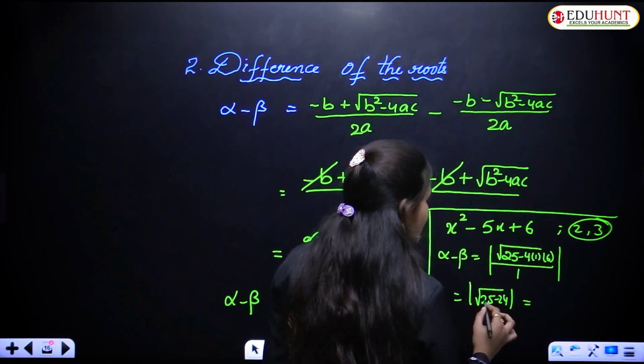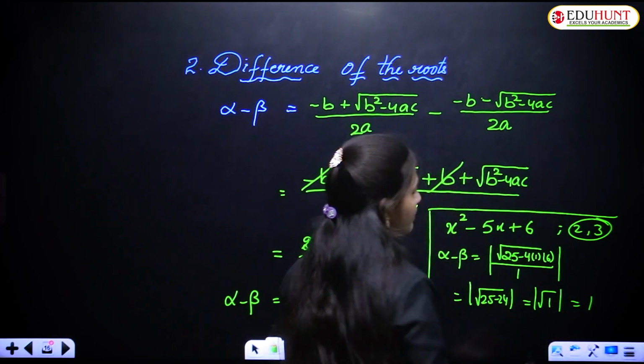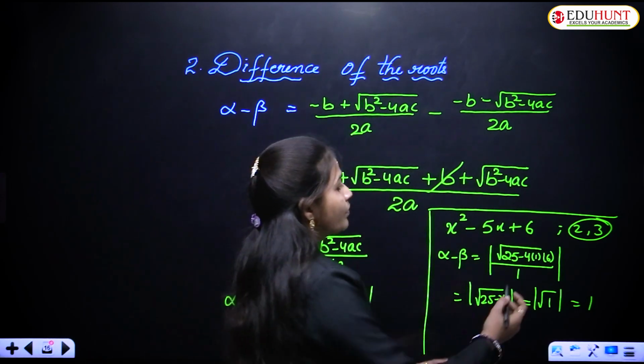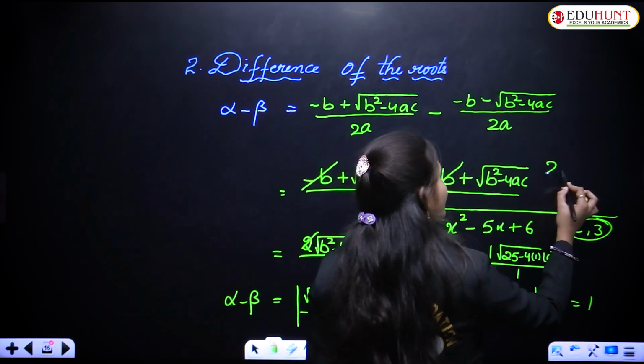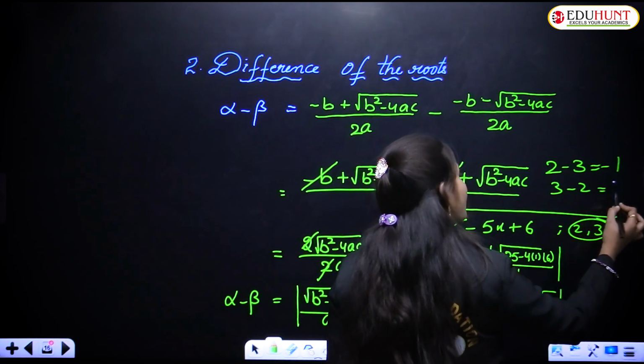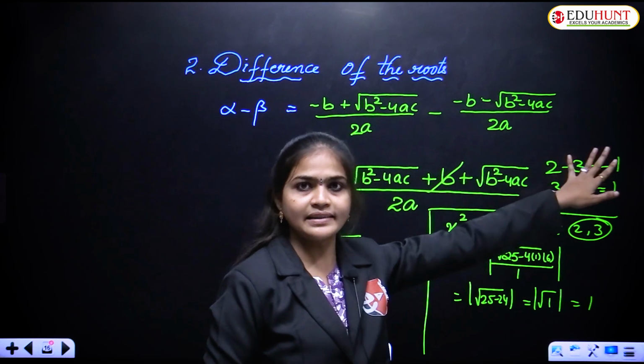Okay, so which is equal to the square root of 1, which is equal to 1. So children, here like this I have taken, right? So 2 minus 3 is equal to minus 1, and 3 minus 2 is equal to plus 1. So in this case, the roots are the same, 2 and 3 only.